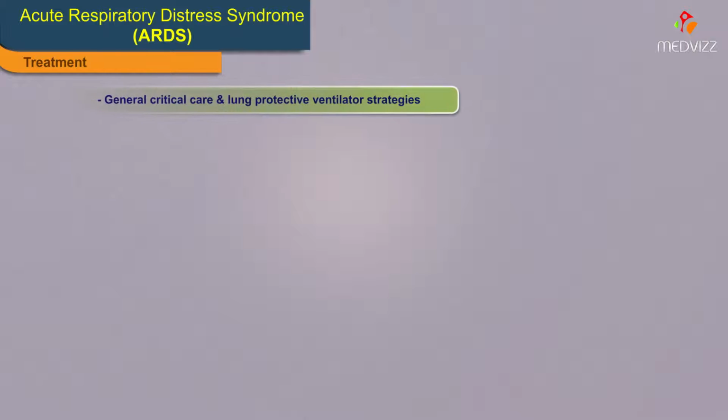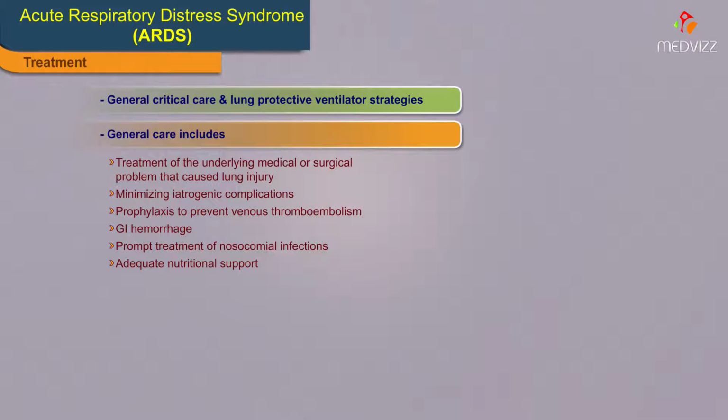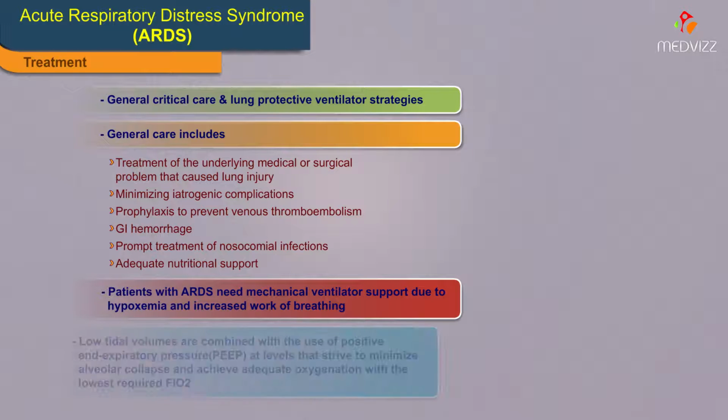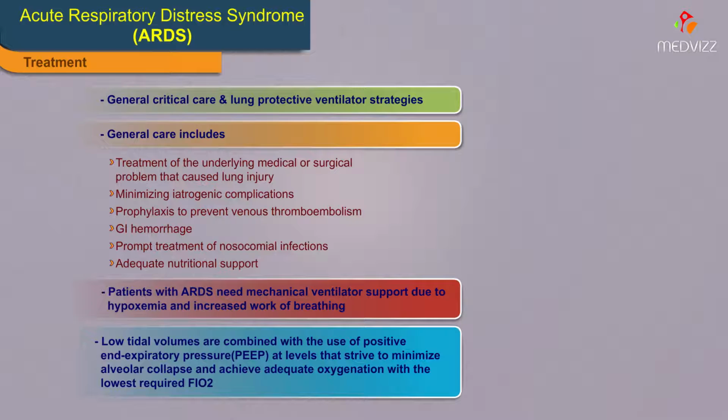Treatment. General critical care of patients with ARDS in addition to lung protective ventilator strategies. General care includes treatment of the underlying medical or surgical problem that caused the lung injury, minimizing iatrogenic complications, prophylaxis to prevent venous thromboembolism and GI hemorrhage, prompt treatment of nosocomial infections, and adequate nutritional support. Patients with ARDS need mechanical ventilator support due to hypoxemia and increased work of breathing. Low tidal volumes are combined with the use of positive end expiratory pressure, or PEEP, at levels that strive to minimize alveolar collapse and achieve adequate oxygenation with the lowest required FiO2.